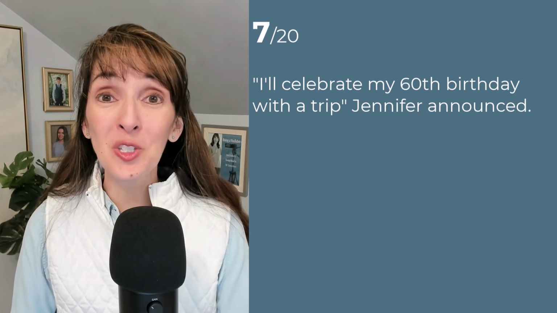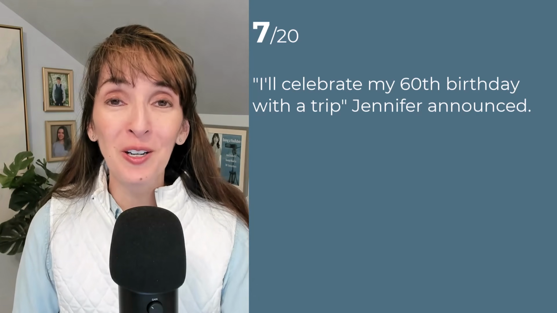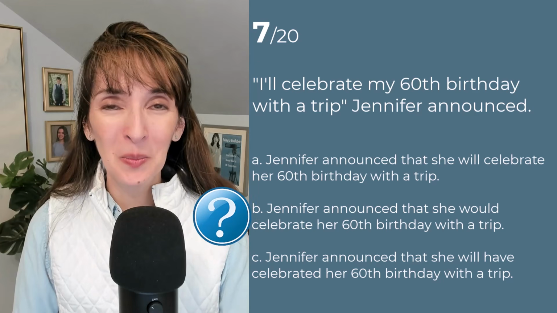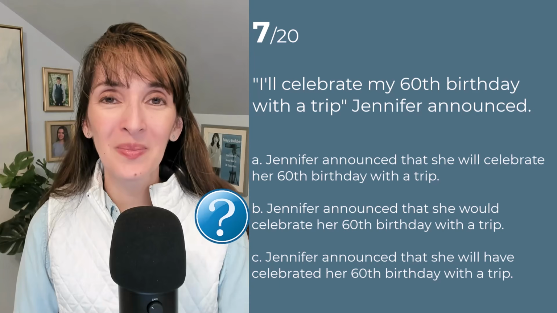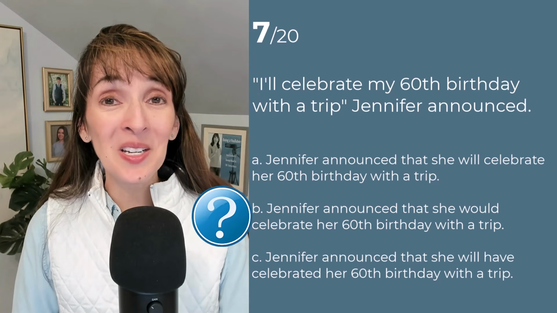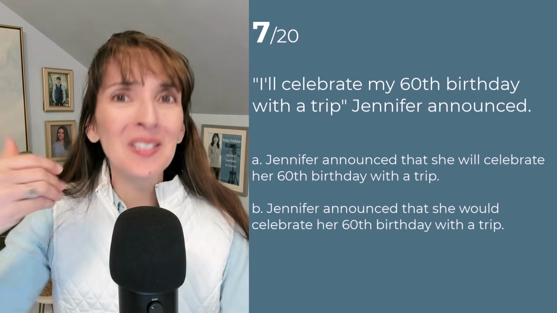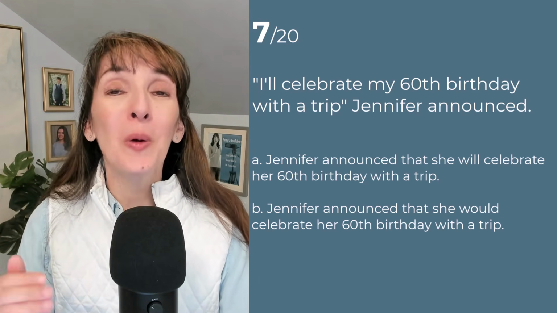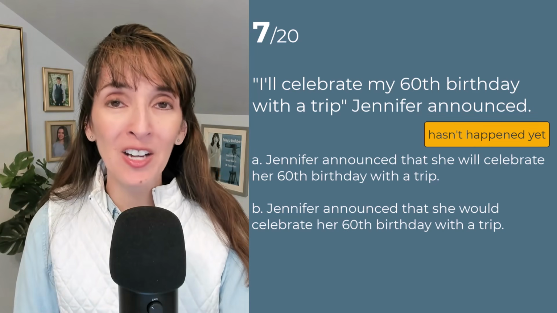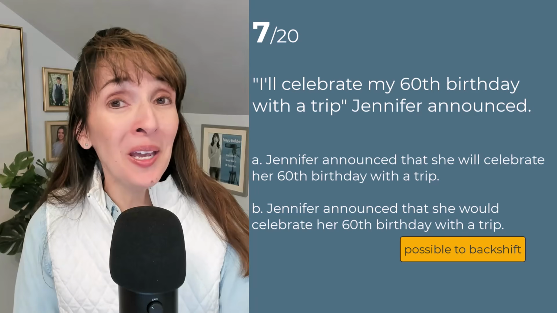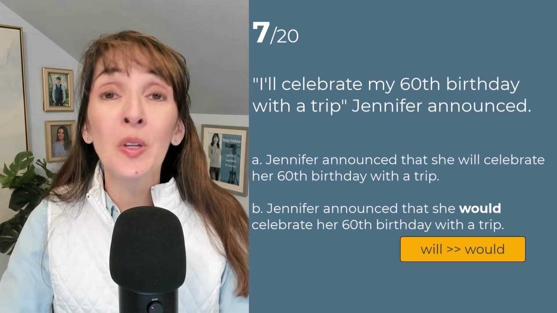7. Report the original statement. I'll celebrate my 60th birthday with a trip, Jennifer announced. Answer: A and B. My 60th birthday is several years from now. When you report a future event that hasn't happened yet, you don't have to backshift the verbs. You can, but it's not necessary. Note that will changes to would when we backshift.